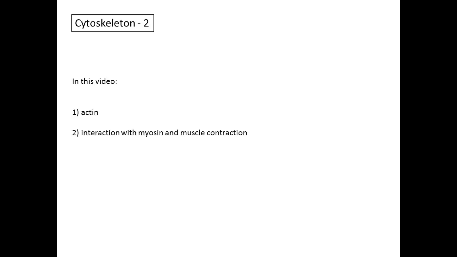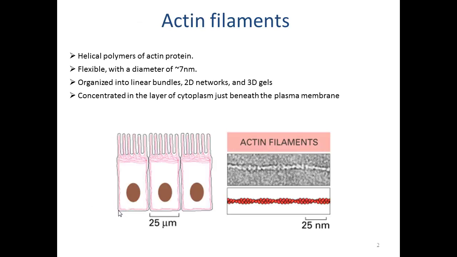Hi, in this video we'll talk about our third cytoskeletal filament, actin, both as an independent cytoskeletal element and with its very important interaction with myosin, which promotes muscle contraction. On this slide we see that actin filaments are preferentially located just inside the plasma membrane. They can form dense networks or somewhat linear bundles.